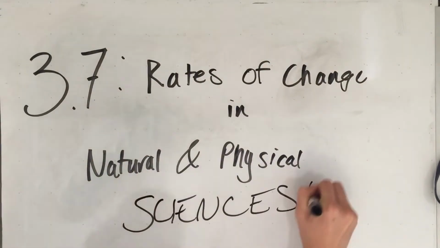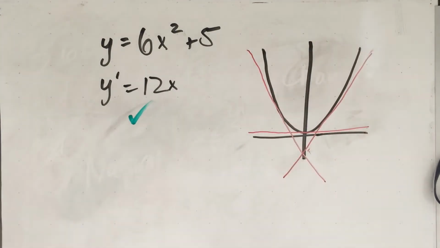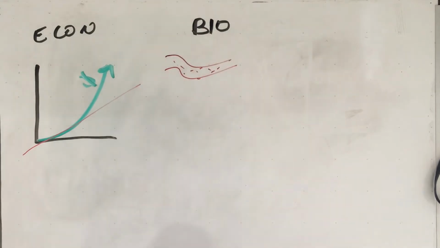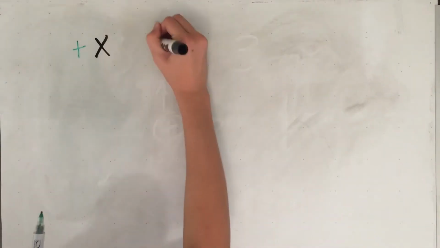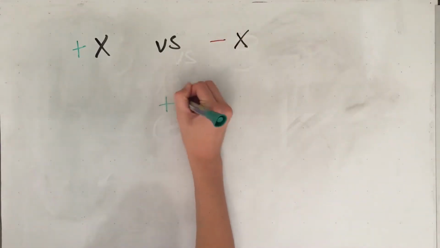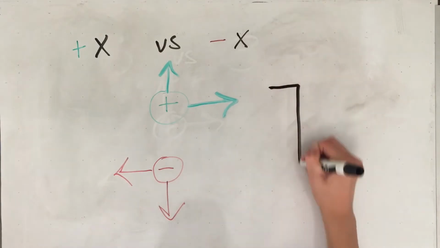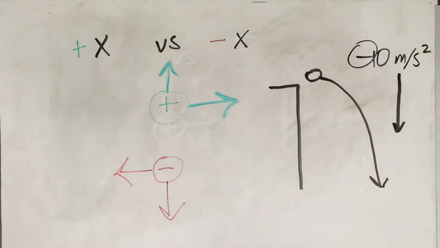So, we've learned quite a bit about derivatives, how to find them, and their use and meaning in mathematics. In fact, though, they're actually used in many other sciences like economics, biology, and physics. Before we begin, a quick reminder that positive always denotes rightwards or upwards direction, and negative always denotes leftwards or downwards direction. This is why we show the gravitational constant as negative 10 meters per second squared.